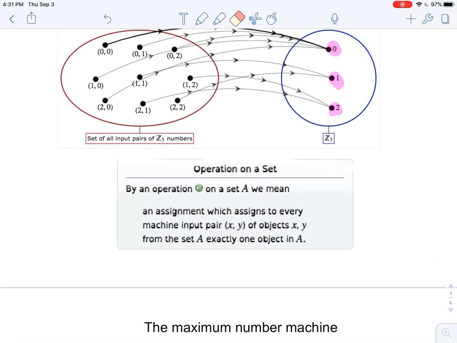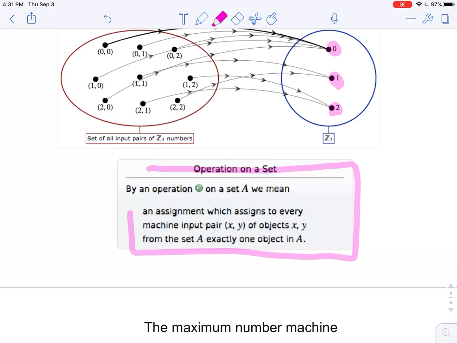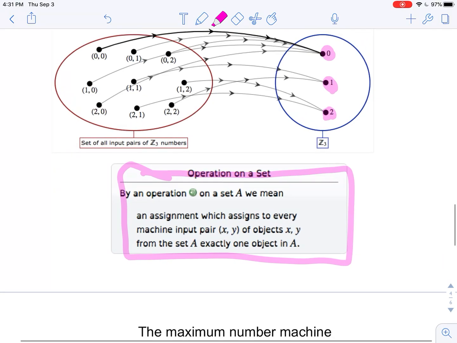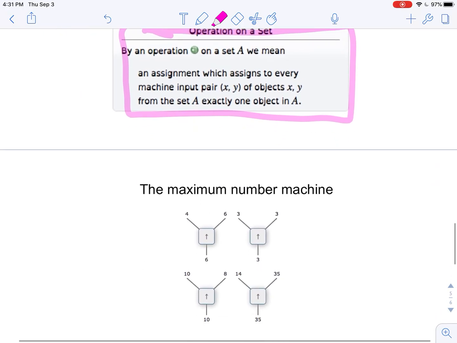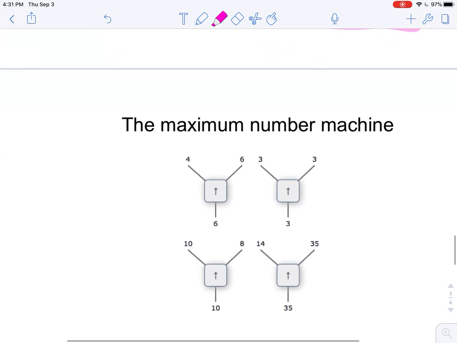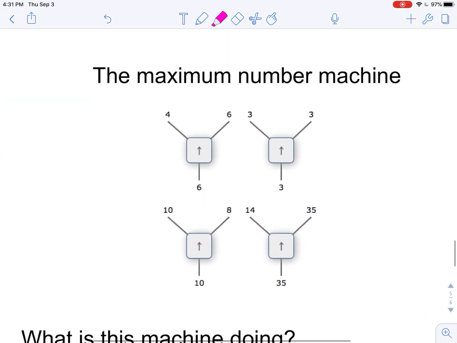So when I'm talking about operations on a set, definitionally speaking, here's what we mean. We're talking about an assignment which assigns to every input pair of objects, x and y from the set, exactly one object that's also in that set. Okay, let's see what this looks like here.